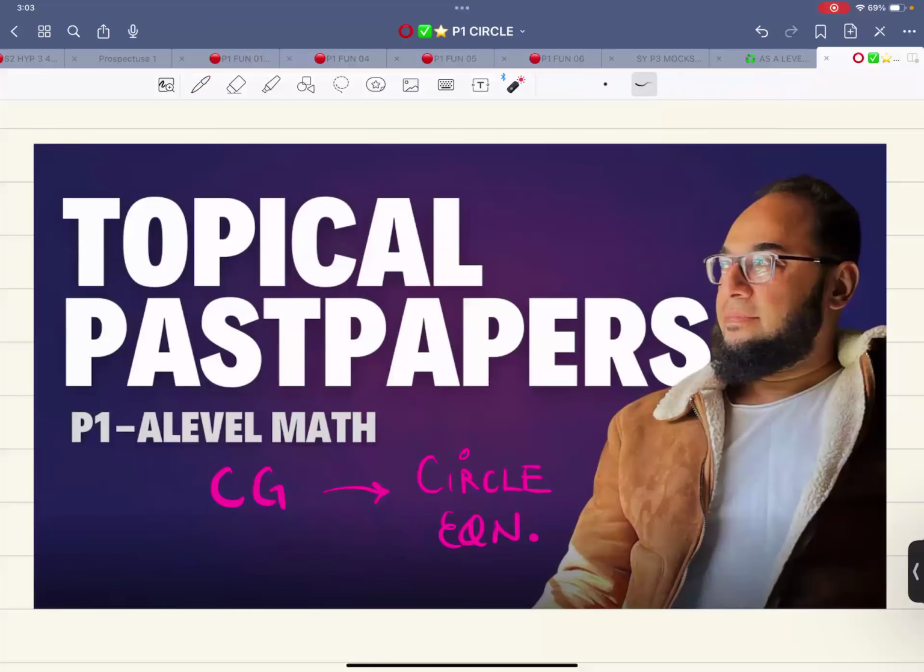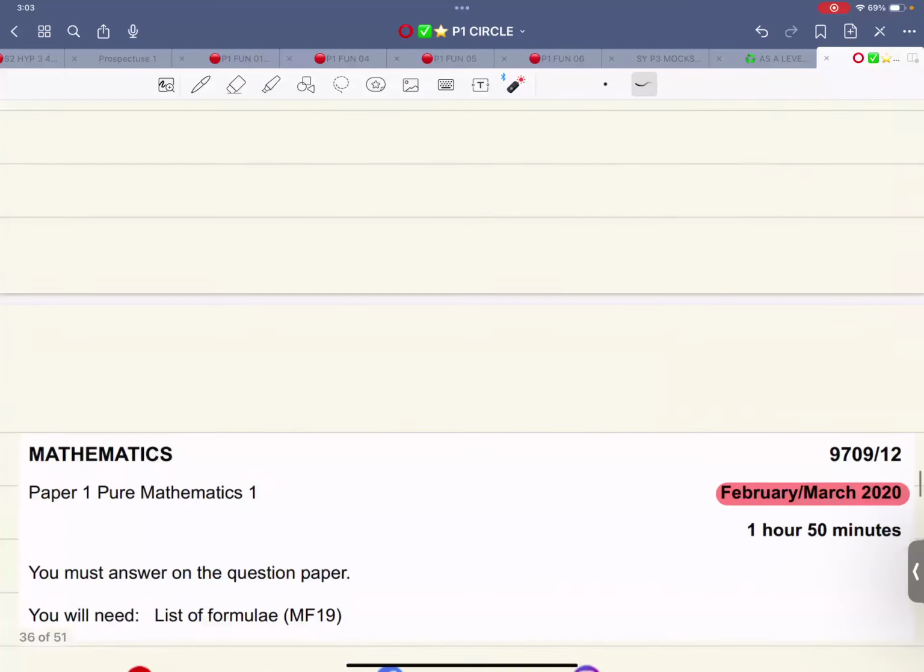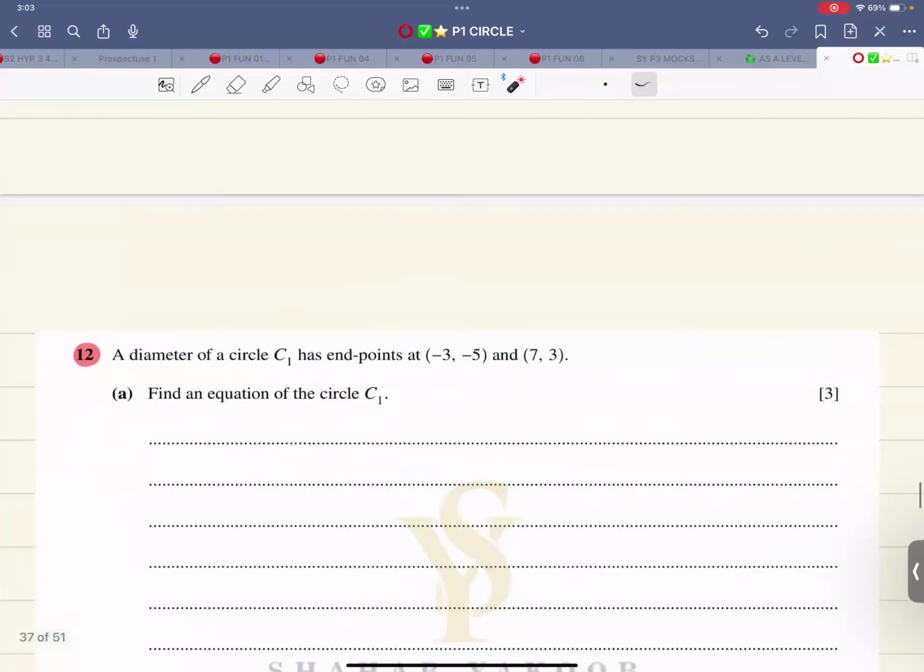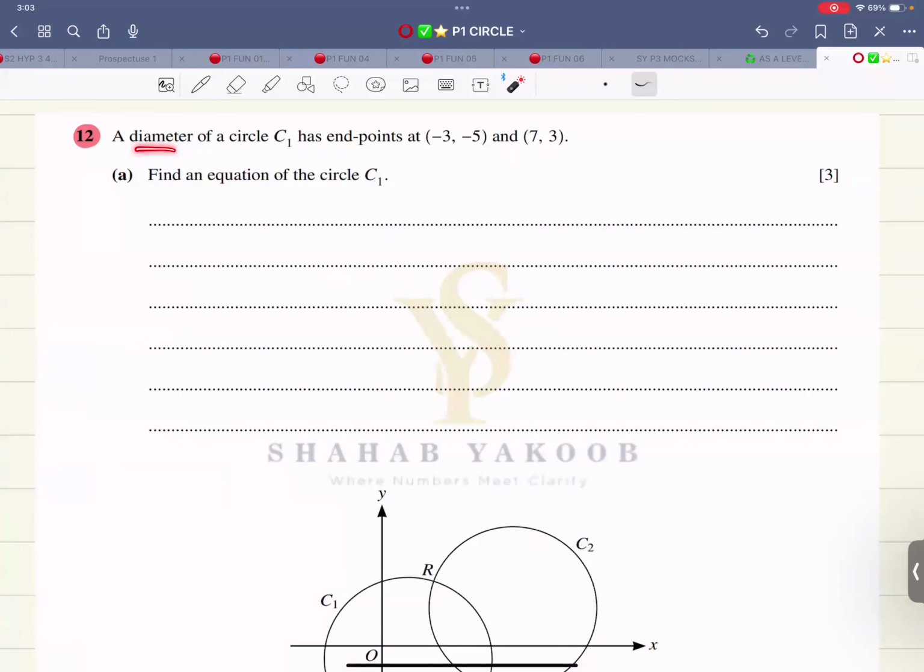Now, in this video, in which we do questions from topical past papers, our topic for today is coordinate geometry, and in particular, we are focusing on circle equation. So let's get started with the first question that is from March 2020. The question says a diameter of a circle C1 has endpoints such and such. Find the equation of the circle.